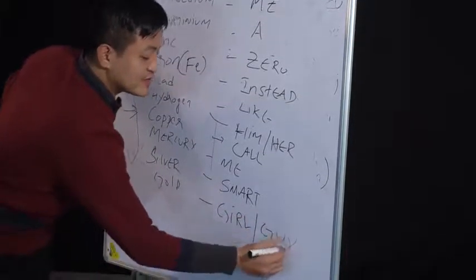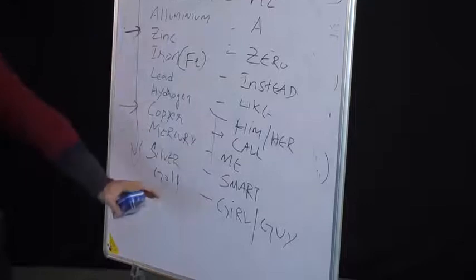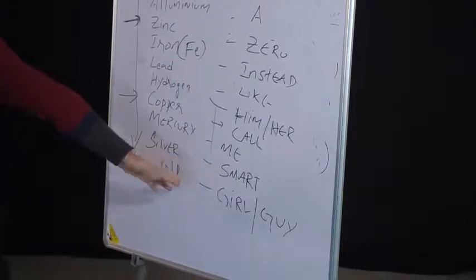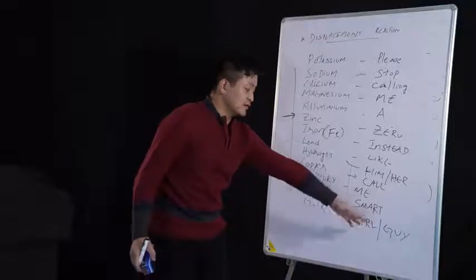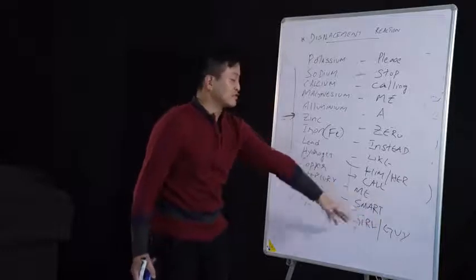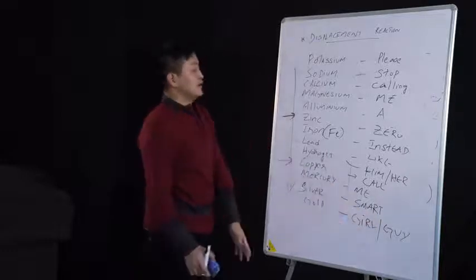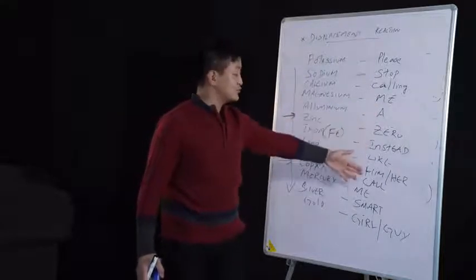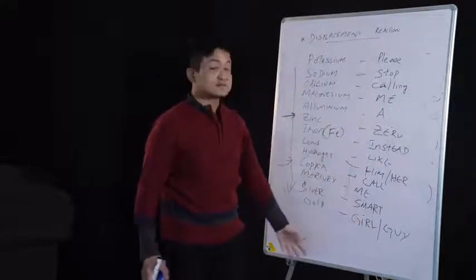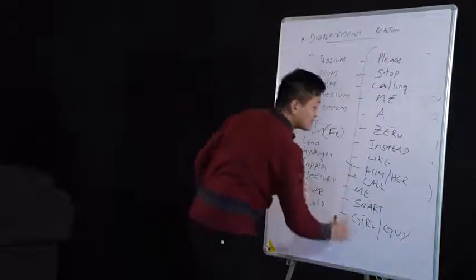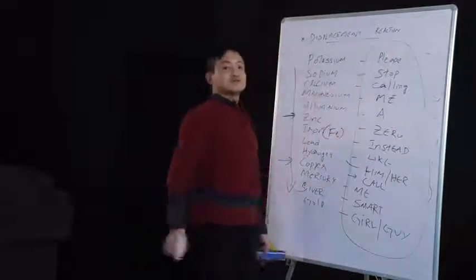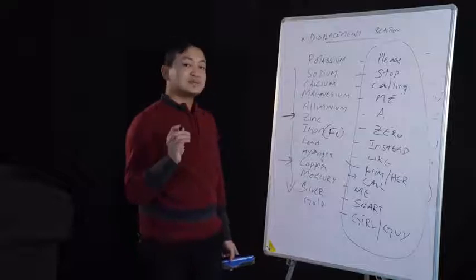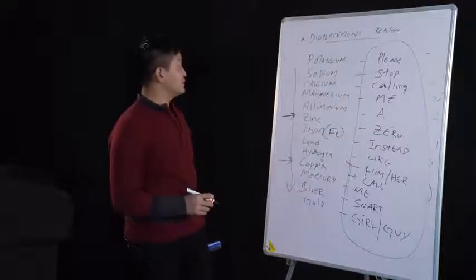So the same thing here. The last one we're ending with is gold. So just to let you remember, you can either use girl or guy. For girls, you can use guy. For guys, you can use girl. So this is a simple sentence. Please stop calling me a zero. Instead, like him, call me a smart girl. So you can remember this sentence, for some of you who will have a little bit of difficulty in remembering the chemical names.